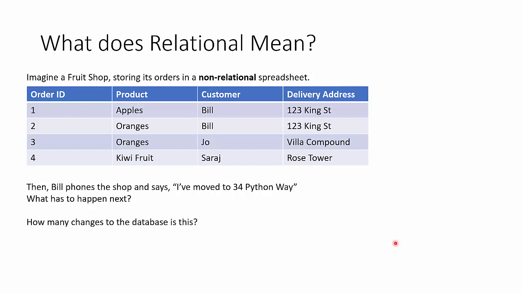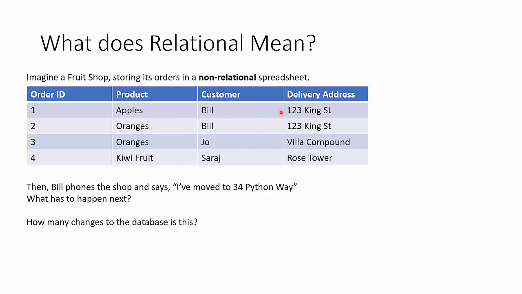Let's think that we're talking about a fruit shop and it's storing its orders in a non-relational spreadsheet. Every time it has an order, it just writes down the order so it knows how to fulfill them at the end of the day. Now this is what that spreadsheet might look like. You might have an order ID, a product, what that person's buying, who the customer is, and the delivery address. So this bill here, he's bought apples and oranges, and that delivery address is going to 123 King Street.